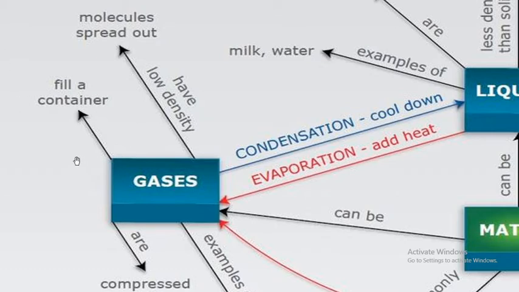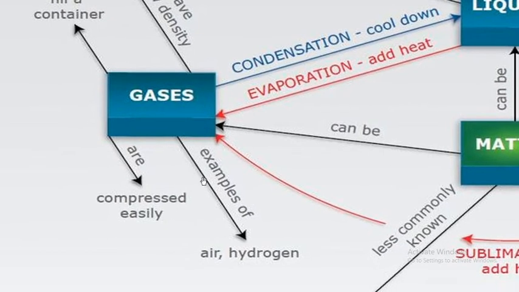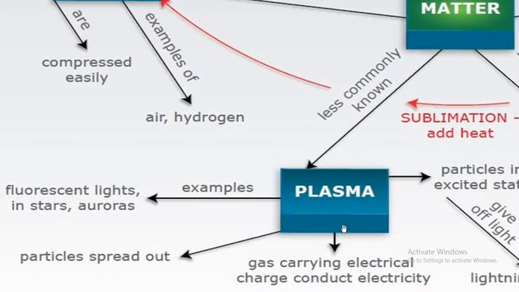They fill the container in which they are placed, and gases are highly compressible. Examples of gases are air, oxygen, nitrogen, carbon dioxide, etc. The intermolecular distances are very high in gases, and the intermolecular attractions are least in gases among these 3 states. Okay. Next, the fourth state of matter is plasma.